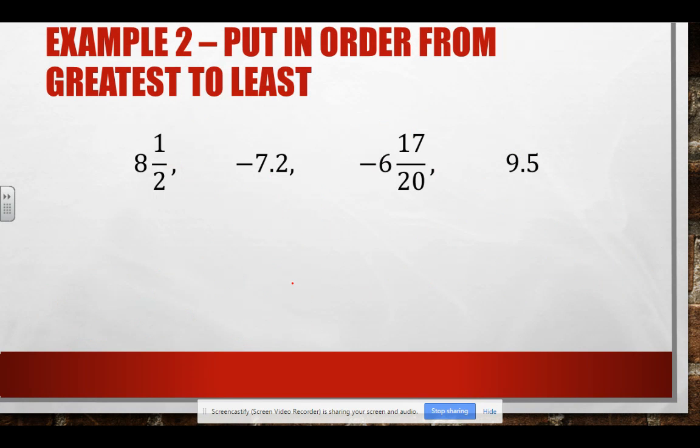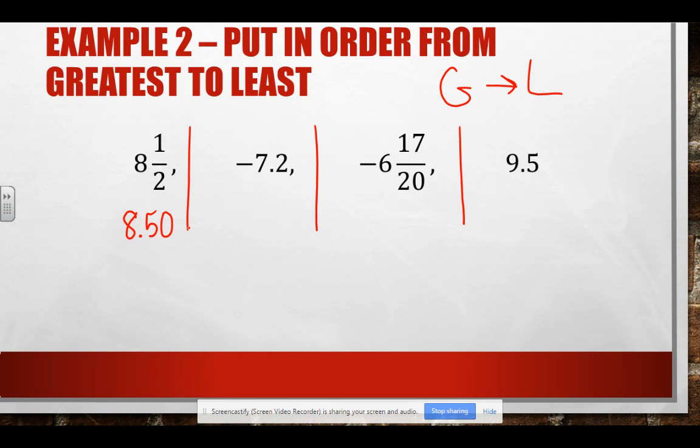Next example, we have to place our numbers in order from greatest to least. I'm going to take each one of my fractions, decimals, each one of my numbers, so all of my rational numbers, and convert them all to decimals. 8 and a half was just like the one that we did in example number 1, and we are pretty comfortable with it. A half is 0.50 or 5/10. Negative 7.2 is already a decimal. Going to leave it like that.